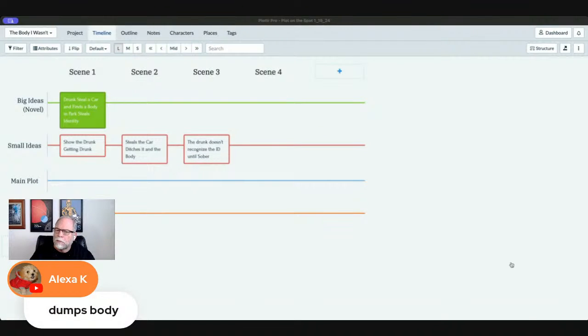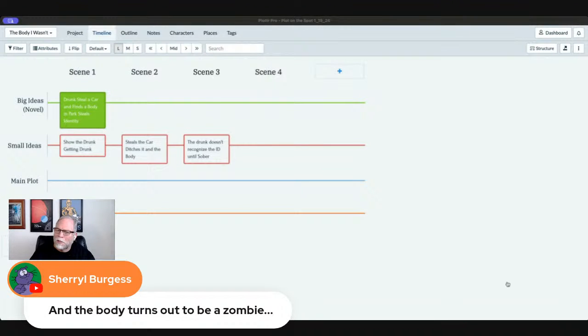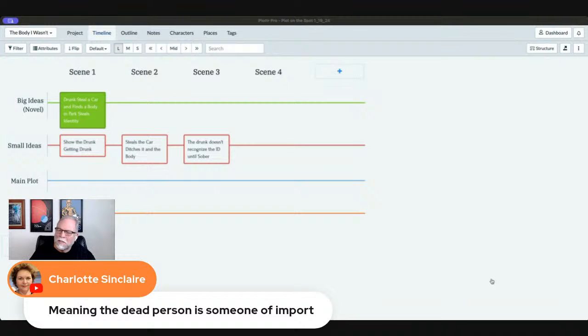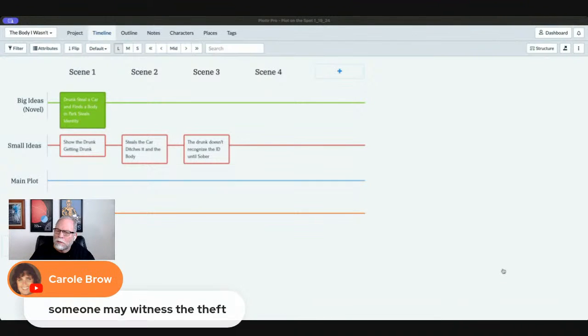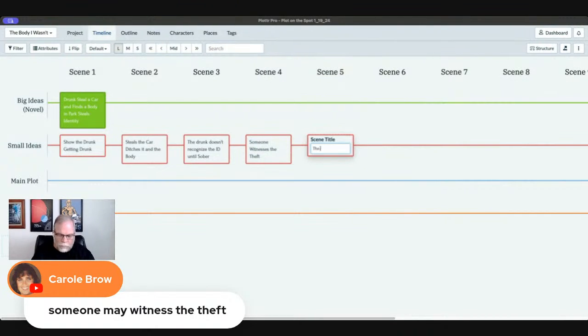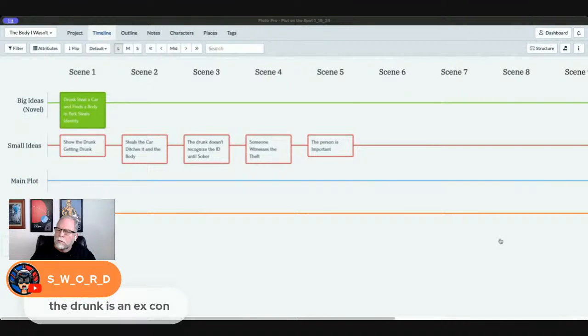He dumps the body. That's good. The body turns out to be a zombie. Somebody's really pushing for this zombie apocalypse here. The dead person is somebody important. Someone witnesses the theft. Okay. Let's just give us a bunch of room here. The person is important. So he recognizes that the person is important. That's a good one too.